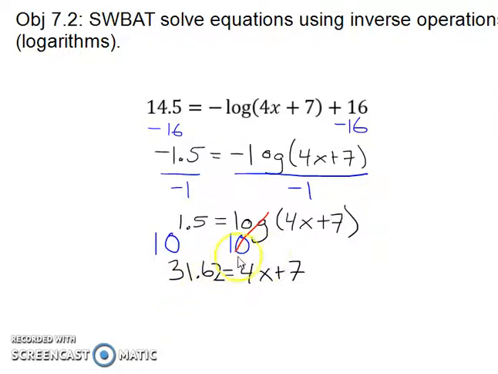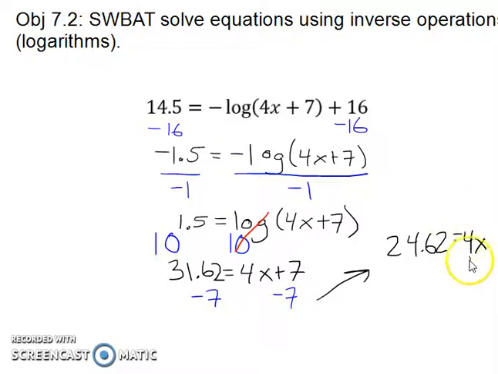Sorry, it's a little tight. Now, from here on out, you should notice this is just an Algebra 1 problem. So we're going to subtract 7 on both sides, and I'll show work. But again, this easy stuff, you probably don't have to. So that gives us, I'm going to write it over here for space, 24.62 is equal to 4x. And so then our last step will be to divide by 4, of course. And that gives us 6.16. So my answer is x is equal to 6.16.